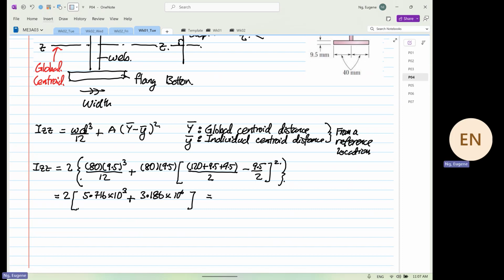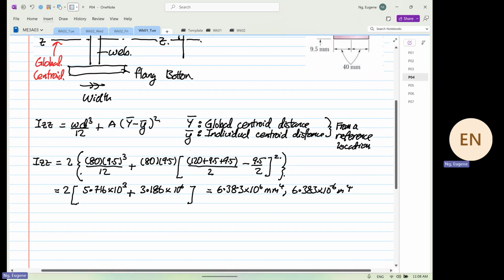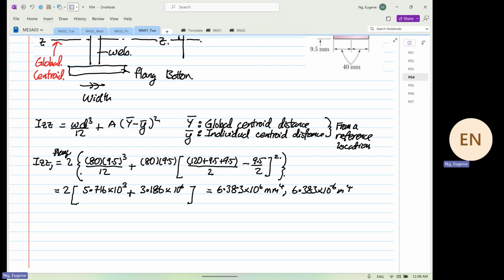So this will be equal to 3.186 power of 6 plus 5.716 power of 3 times 2, which is equal to 6.383 times 10 to the power 6 millimeter 4, or 6.383 times 10 to the power minus 6 meter 4. Okay. So this is our IZZ for our flange. Can you put in here as flange, please?